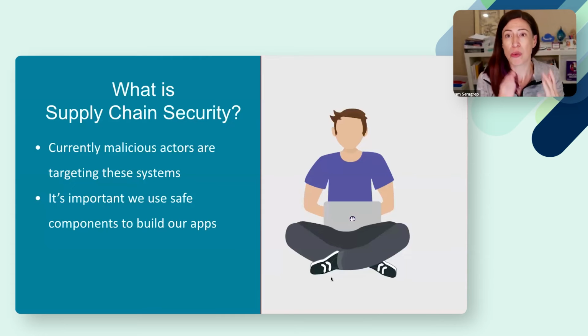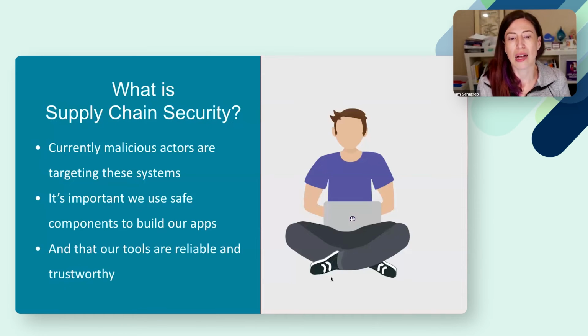It's important we use safe components to build our apps. Whenever possible, that means not choosing a framework that's known to have lots of problems, or avoiding libraries that we know have lots of bugs in them. Or if we're going to use one of those, making sure we're not calling any of the parts that have the vulnerabilities in them, so we're using them safely. And we need tools that are reliable and trustworthy.